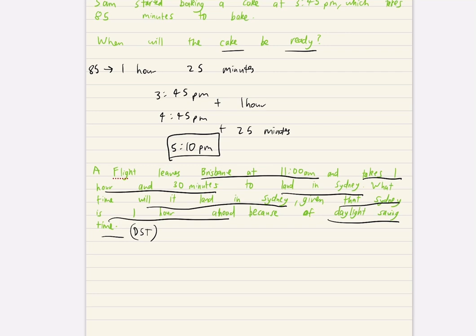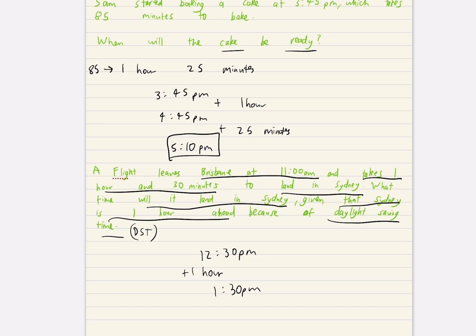If we just ignore it for the meantime and add an hour and a half to 11 a.m., we get 12:30 p.m., which is 30 minutes past midday in the afternoon. Then if we take into account the daylight savings, adding 1 hour because Sydney's 1 hour ahead, we get 1:30 p.m.